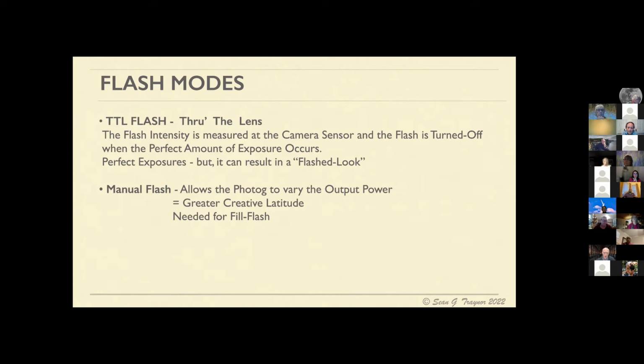TTL is otherwise called eTTL by Canon and other people. And basically, what happens there is that when the flash goes off, it bounces back, and there is a sensor at the camera sensor that measures the flash intensity. And the flash is then turned off when the perfect amount of exposure occurs. So that makes things so much easier, you don't have to guess. So you get perfect exposures, but it can result in a so-called flashed look.